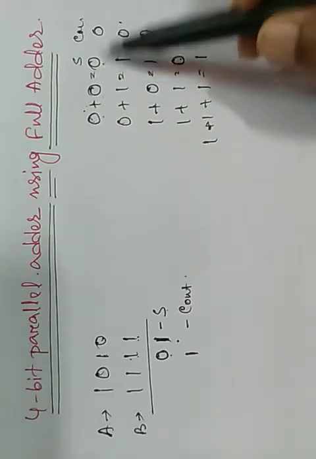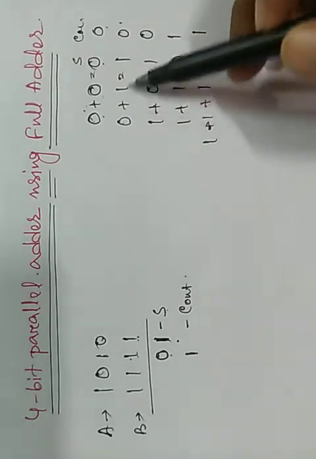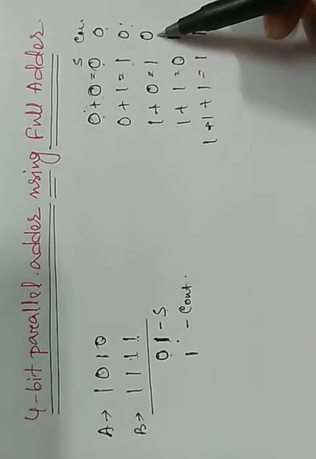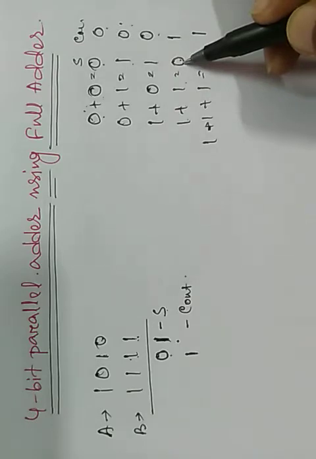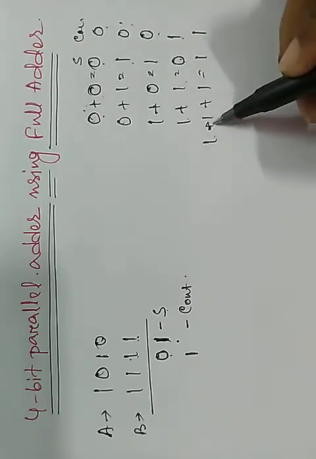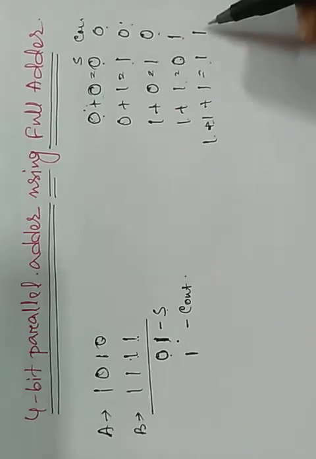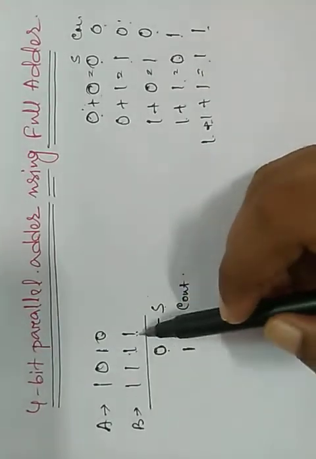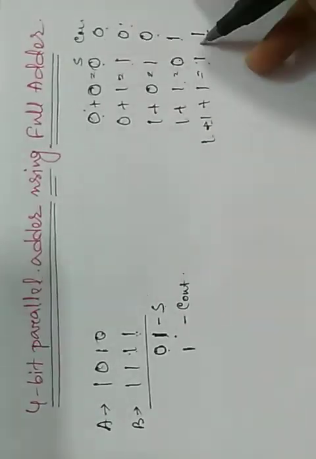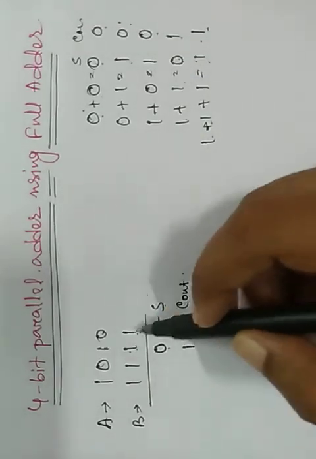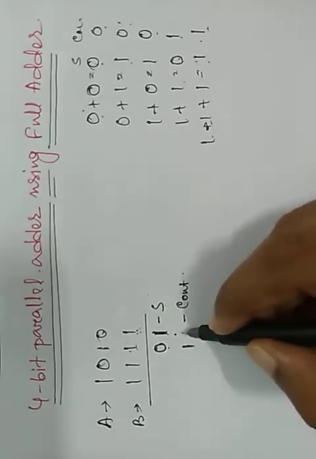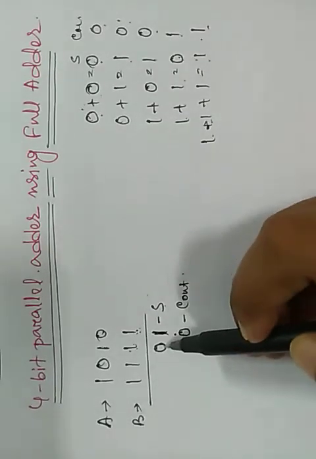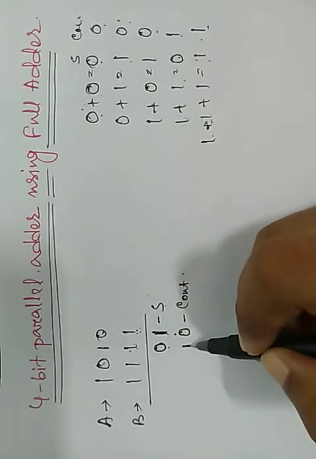0 plus 0, sum is 0, carry out 0. 0 plus 1, sum is 1, carry out is 0. 1 plus 0, sum is 1, carry out 0. 1 plus 1, sum is 0, carry out is 1. When we add 3 ones, sum is 1, carry out is 1. So every time we add numbers, we get one sum and another carry.